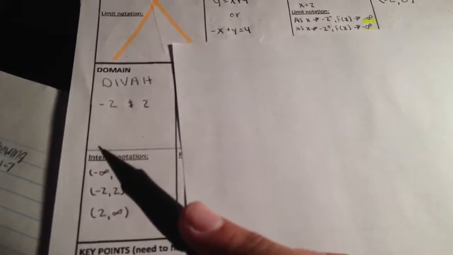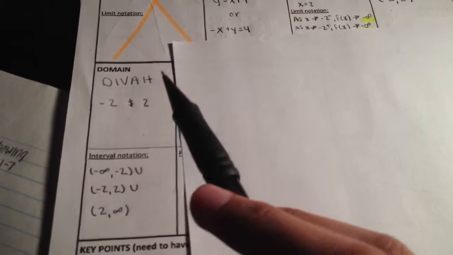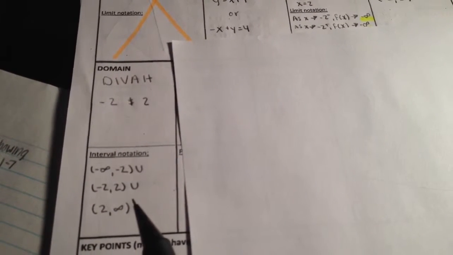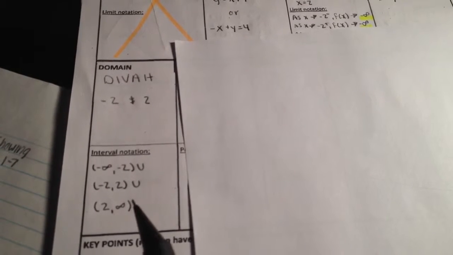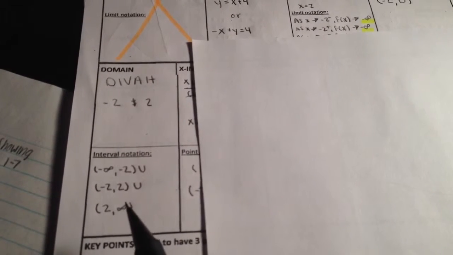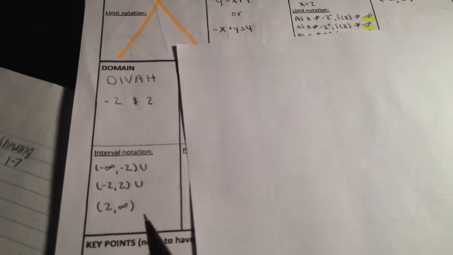From there, we're going to have to do the domain. The domain is going to be DIVA, which stands for domain is vertical asymptotes and holes, which is our negative 2 and 2. Our overall notation is going to be negative infinity to negative 2, union negative 2 to 2, union 2 to infinity.